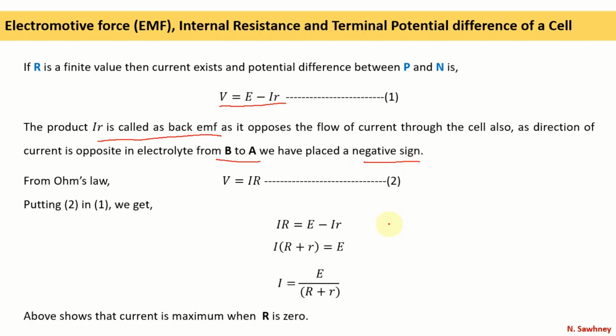Also from Ohm's law, the potential difference can be written as V is equal to IR. Putting the second equation in equation number 1, we can rewrite it as IR is equal to E minus Ir. Rearranging it so that we can get the value of the current, I is equal to E upon R plus r. Also we can observe from here that the maximum current which can flow through the circuit is when this external resistance is 0. If it is 0, the maximum value will be simply E upon r.